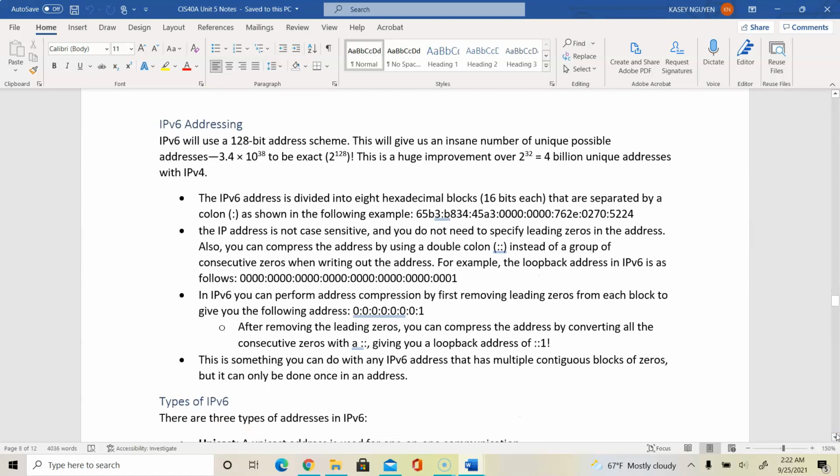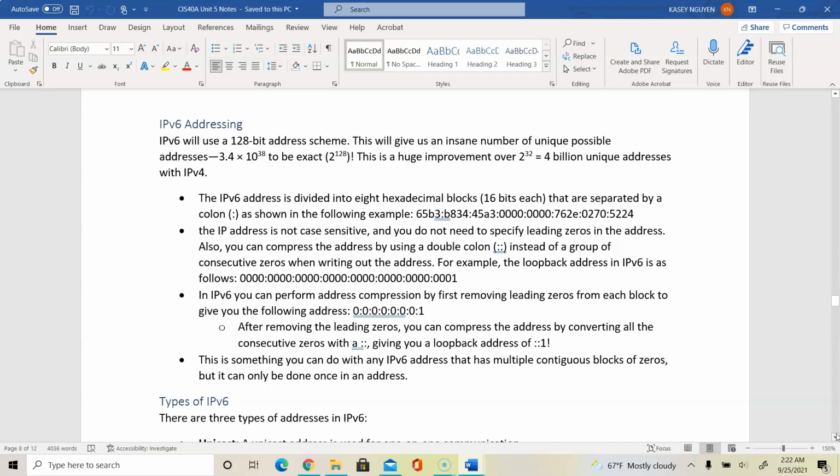So here it gives you the information about IP version 6. We mentioned that IP version 6 uses a 128-bit address scheme. So that gives you 2 to the 128 unique addresses, which is a lot more than what we've dealt with in IP version 4, which was only 2 to the 32nd, approximately 4 billion unique addresses.